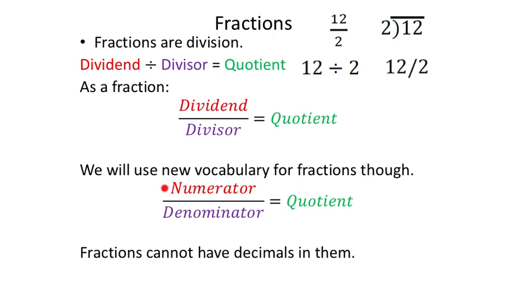Okay, the top number is now going to be called a numerator. The denominator is the bottom number. Of course, what this equals is still a quotient if you do the division. But from here on out, we actually are not going to be looking at this with long division. And yeah, formally, fractions can't have decimals in them, or really other fractions as well.